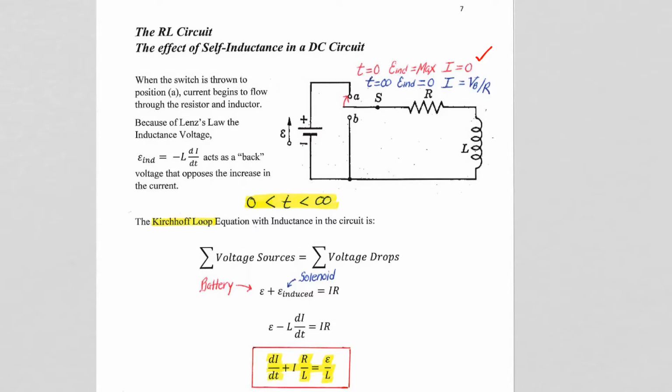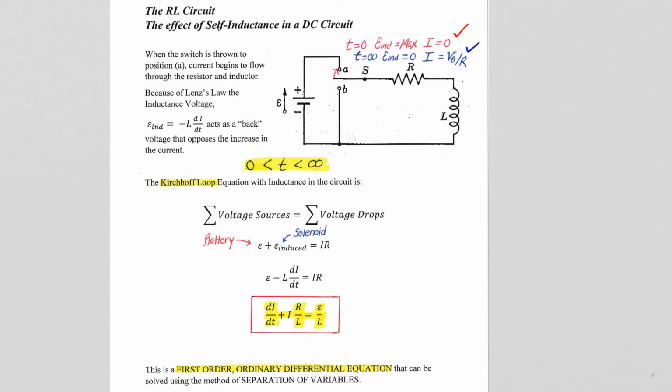At time t equals infinity, we're going to reach a steady state value where the current settles into its final value. Based on Ohm's law, the maximum current will be the battery voltage divided by the resistance. We're going to follow the same type of analysis that we used for the RC circuit. We're now filling in the middle between the endpoints, and we are going to use a Kirchhoff voltage loop equation to set up our differential equation.